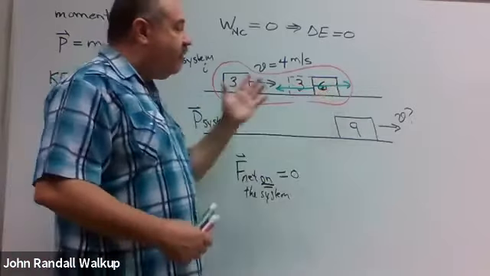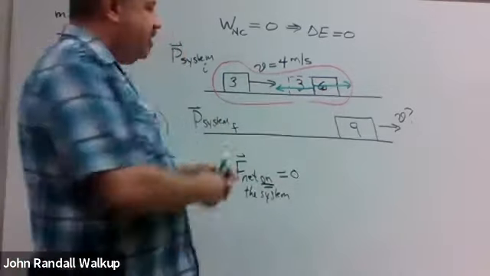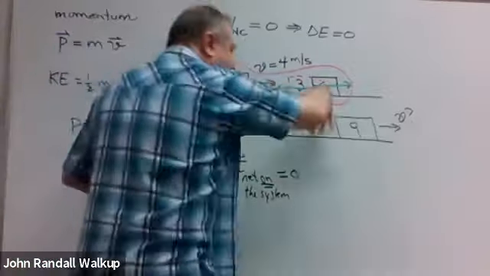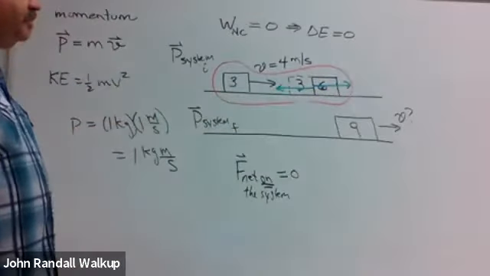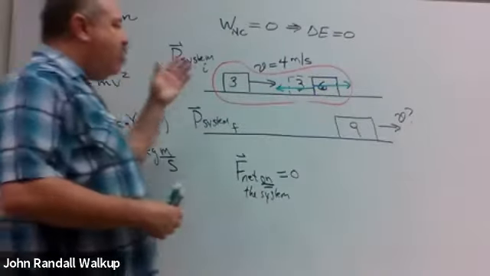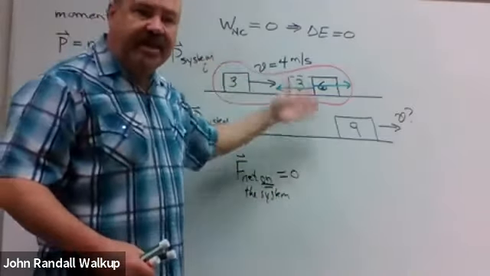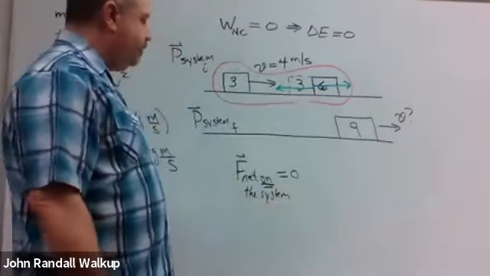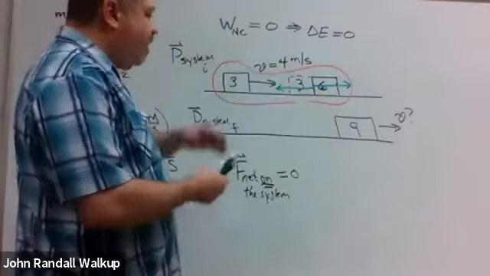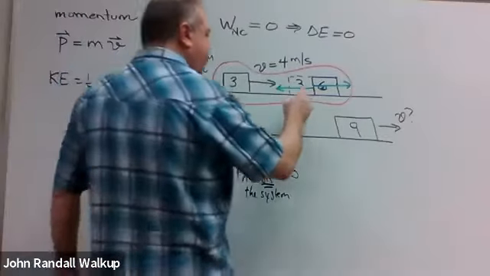The only forces that act on the system are gravity and the normal force, but those cancel because this is on a horizontal plane. Therefore, the momentum of this system is conserved in the collision. Therefore, we can write the momentum before and after. Let's just go ahead and do that.